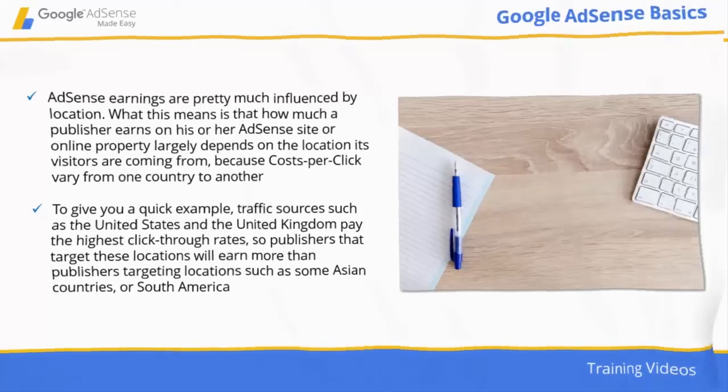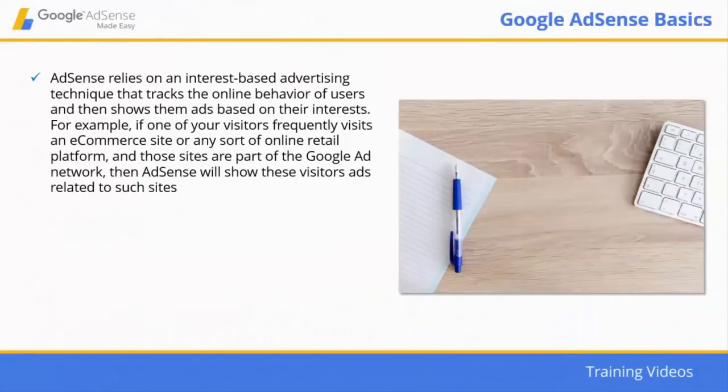AdSense relies on an interest-based advertising technique that tracks the online behavior of users and then shows them ads based on their interests. For example, if one of your visitors frequently visits an e-commerce site or any sort of online retail platform, and those sites are part of the Google Ad Network, then AdSense will show these visitors ads related to such sites.